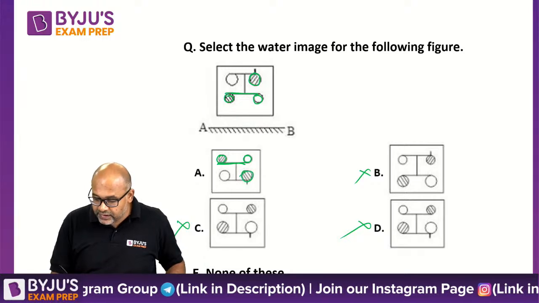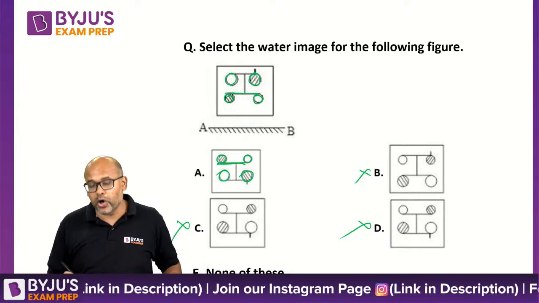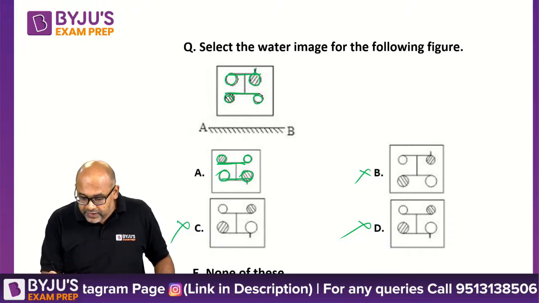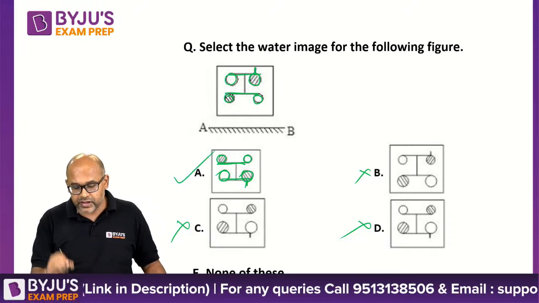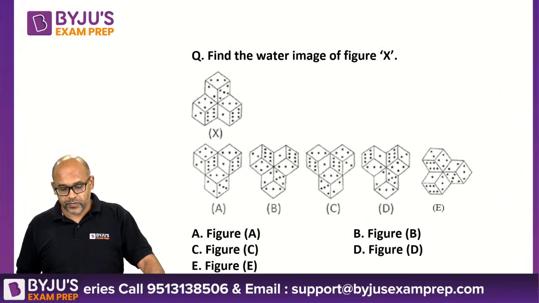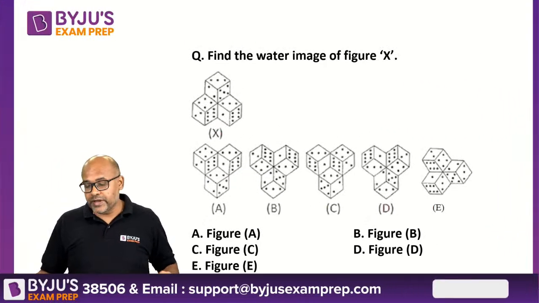So please verify for the others. Circle will remain a circle, the hollow one will remain hollow. The line at the top will become the line at the bottom, and there is a line here and there is a line here. So the correct answer is option A. Right? Simple. Neat figure. Please give me an answer for this.